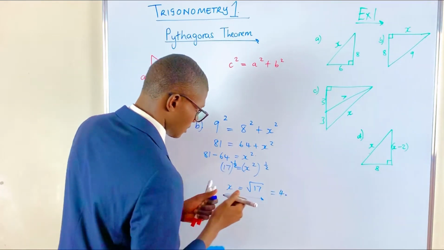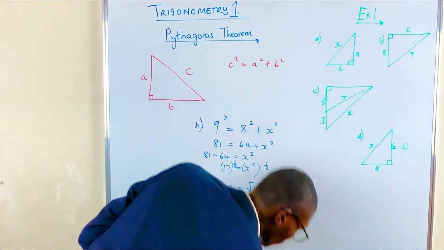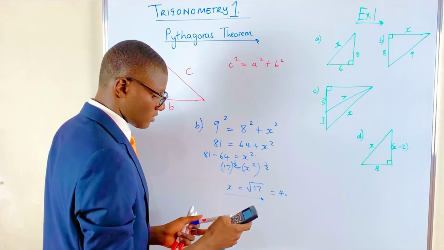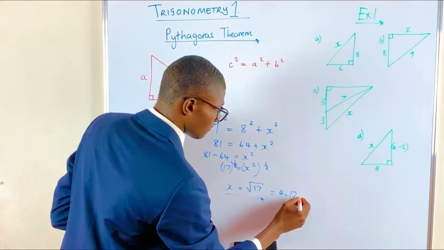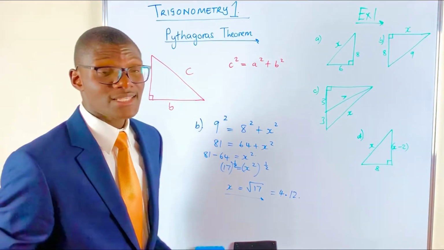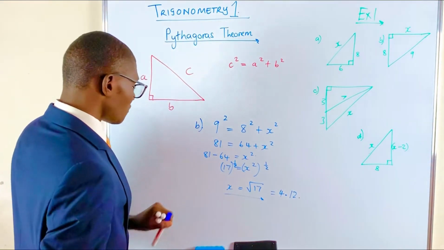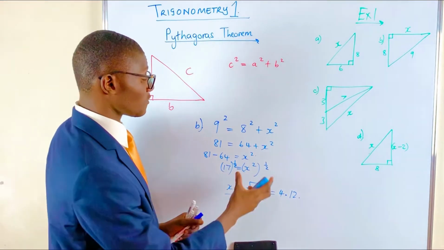4.12 to three significant figures. So this was for B.